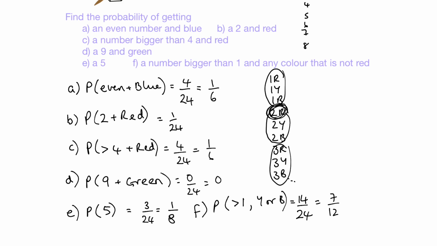So this one was a little bit more complicated because there was more to think about. But each time you get a question like this, if you write out, or at least start to write out, the different outcomes, then you'll spot the pattern and you'll be able to do it a lot more easily.